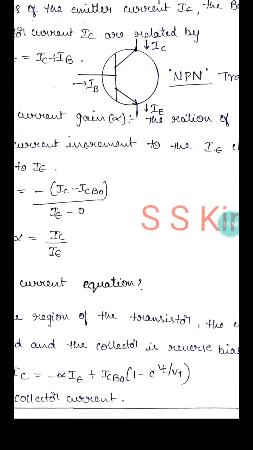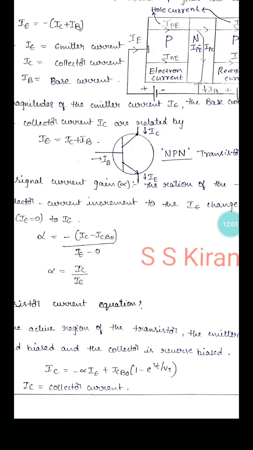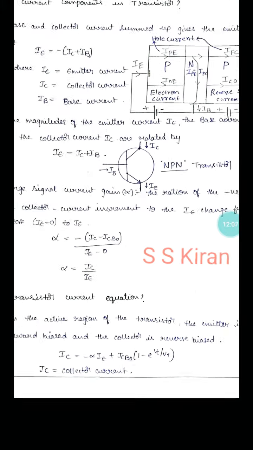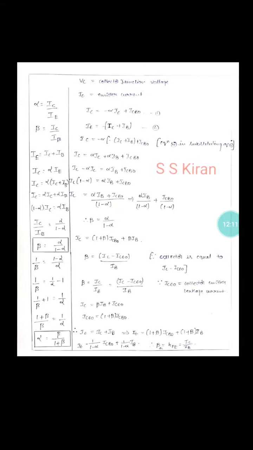This is a diode equation also: I is equal to I naught into 1 minus something. This also looks like the diode equation. But here you have to write IC is equal to alpha IE plus ICBO into 1 minus e to the power of VC by VT. Then we have to discuss some alpha beta values also.